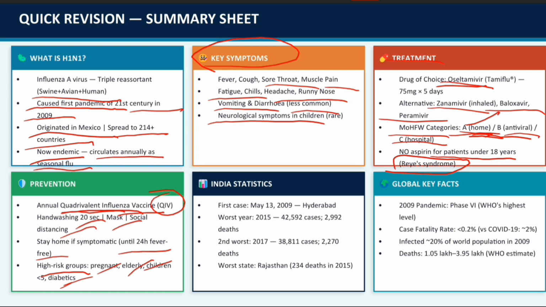Indian statistics, as we have seen: first case May 13, 2009 in Hyderabad, and worst years 2015 and 2017. And the worst state is Rajasthan. 2,034 deaths happened in 2015.